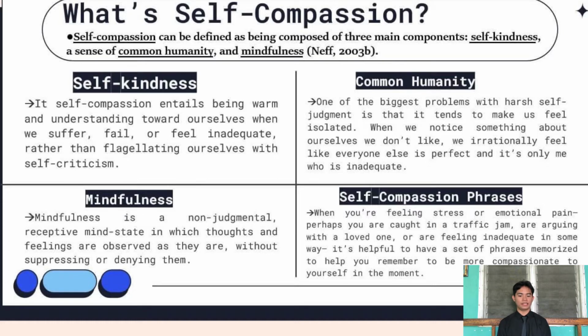You can take a deep breath, put your hand over your heart, or gently hug yourself, and repeat the following phrases. This is a moment of suffering. Suffering is a part of my life. May I be kind to myself, and may I give myself the compassion I need.